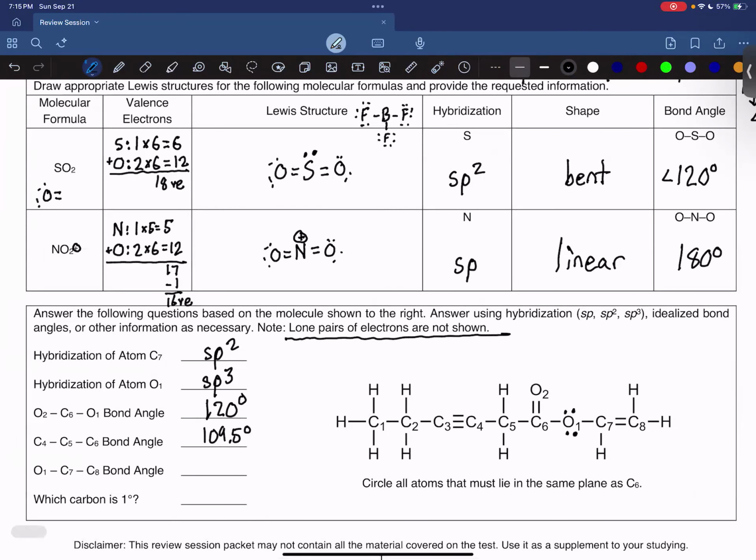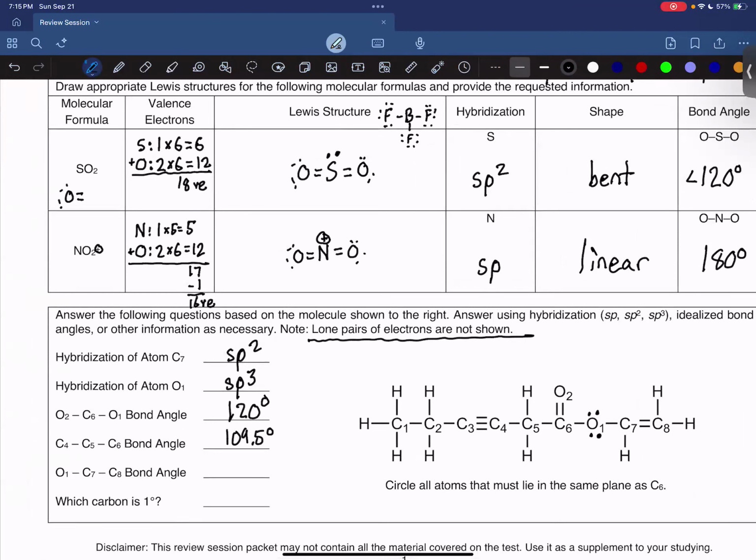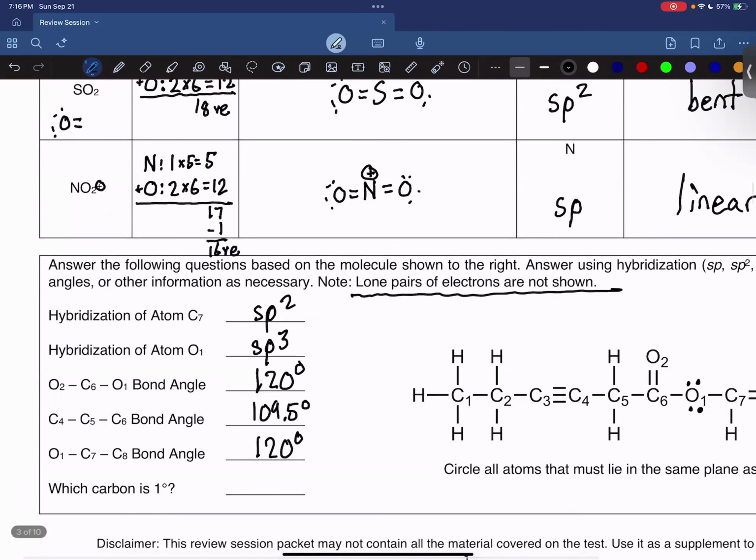And then O1, C7, C8 bond angle. You can see here that this one we actually already figured out. It was sp2. So this one would be 120 degrees. Okay, and then which carbon is the primary carbon? So primary carbon just means that it is bound to one other carbon. Secondary would be bound to 2 other carbons, tertiary would be 3, quaternary would be 4.